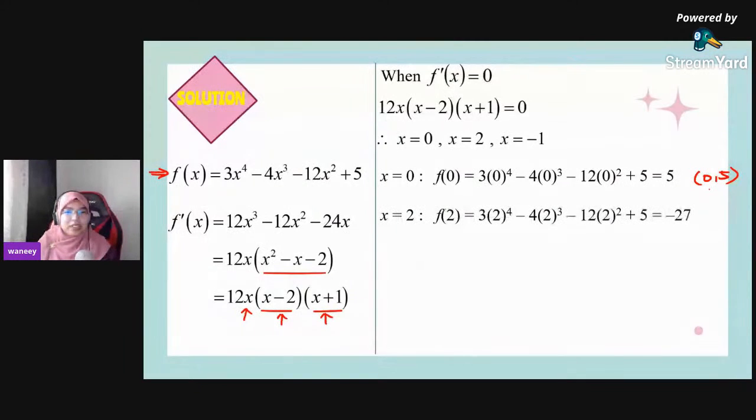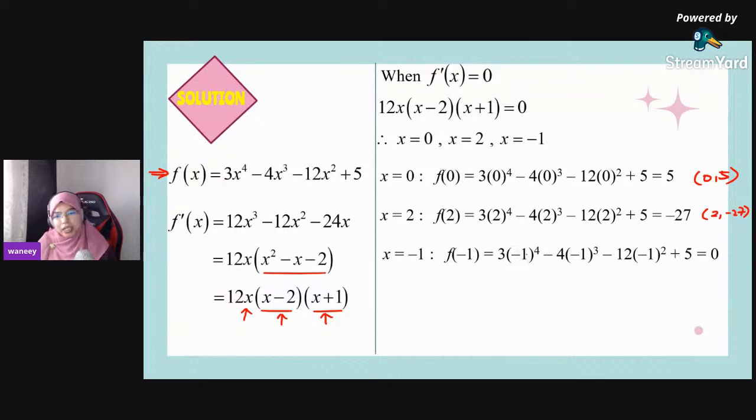Okay, the second one, substitute x equal to 2 inside f(x) again. So 3 times 2 to the power of 4 minus 4 times 2 cubed minus 12 times 2 squared plus 5. And then we get negative 27. So that means the point is (2, negative 27). Another one, x equal to negative 1. So we get 3 times negative 1 to the power of 4, minus 4 times negative 1 cubed, minus 12 times negative 1 squared, plus 5, equal to 0. So the point is (negative 1, 0).